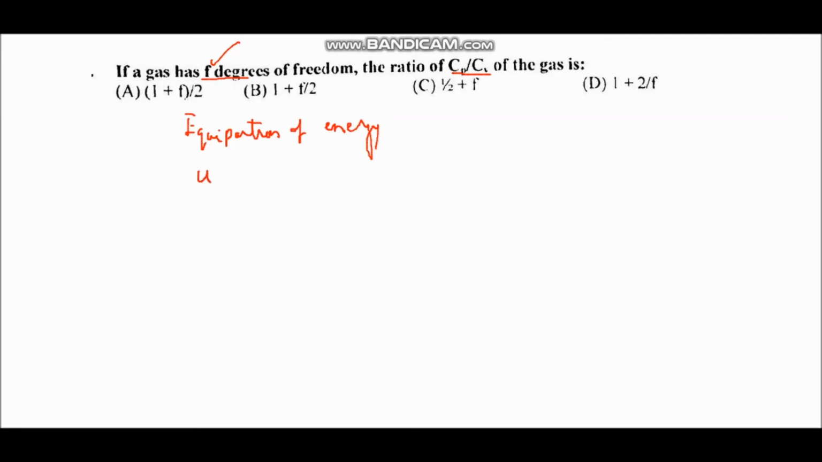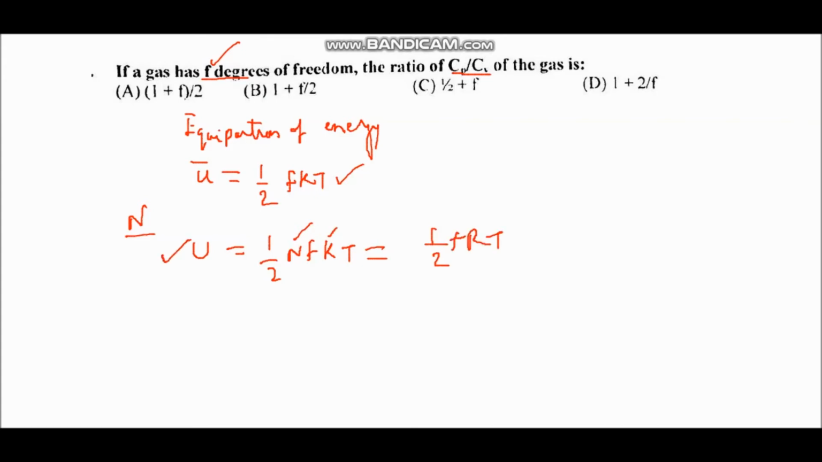It means for a molecule, if there are F degrees of freedom, the energy of the molecule is given by half F kT. And if we have molecules equal to Avogadro number, that is N, then the total energy of the system is given by, and we know that N into K is equal to R. So the internal energy of the system is half FRT.